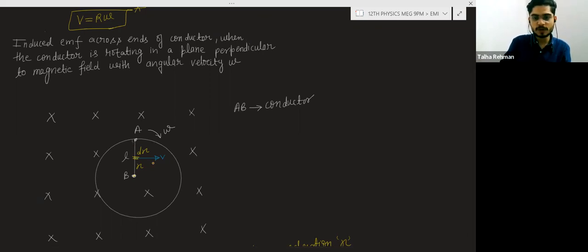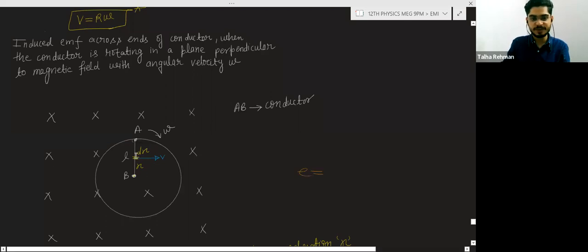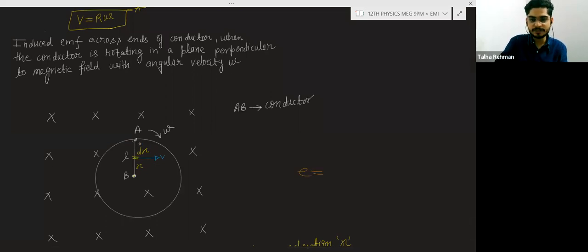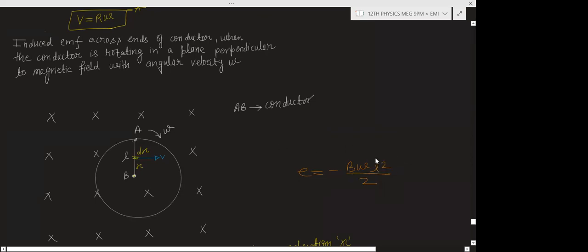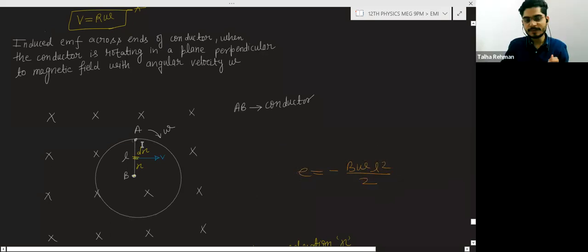So you will get the formula of the EMF induced in the conductor AV. EMF induced in the conductor AV is B omega L square by 2. This formula you will get. B is the magnetic field in which the conductor AV is rotating. Omega is the angular velocity with which the conductor is rotating. L is the length of the conductor. Okay. So this EMF you will get when you have a conductor which is rotating in the given magnetic field.